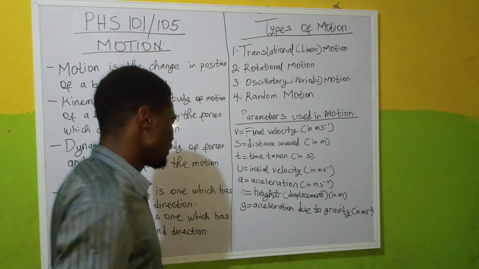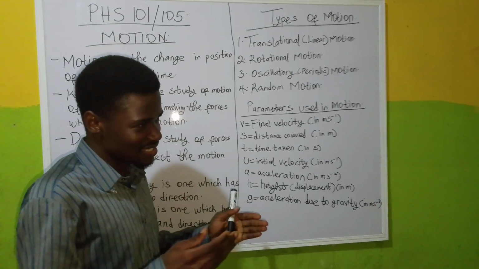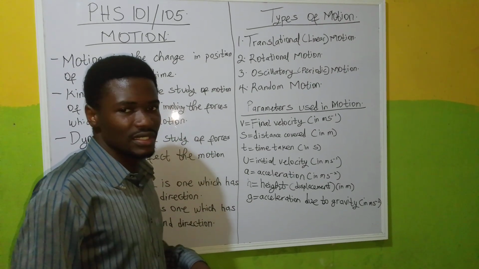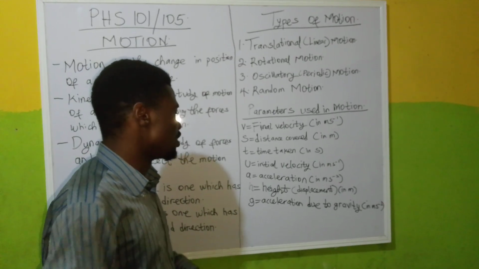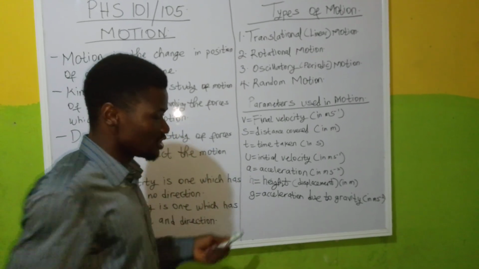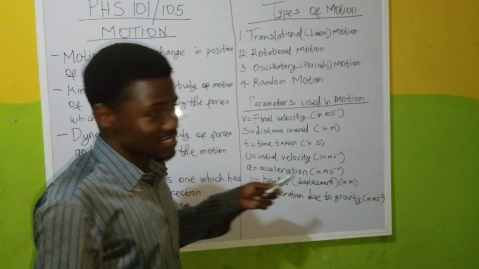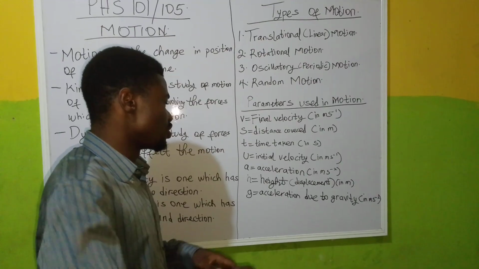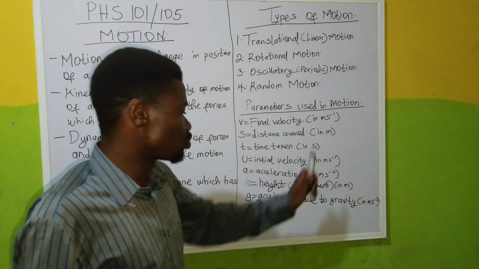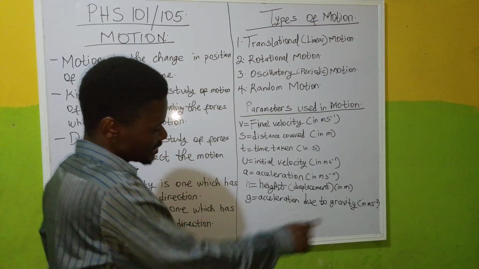Then the initial velocity. Initial velocity, you can just think of as the start of velocity. Sometimes it is 0 and sometimes it is not. So u is used to denote initial velocity in meter per second. Then we have acceleration. Acceleration is the time rate of change of velocity. So it is measured in meter per second squared.